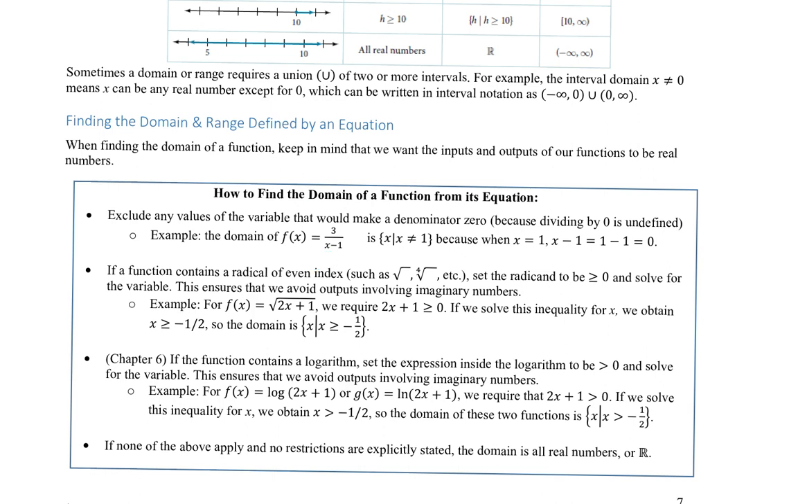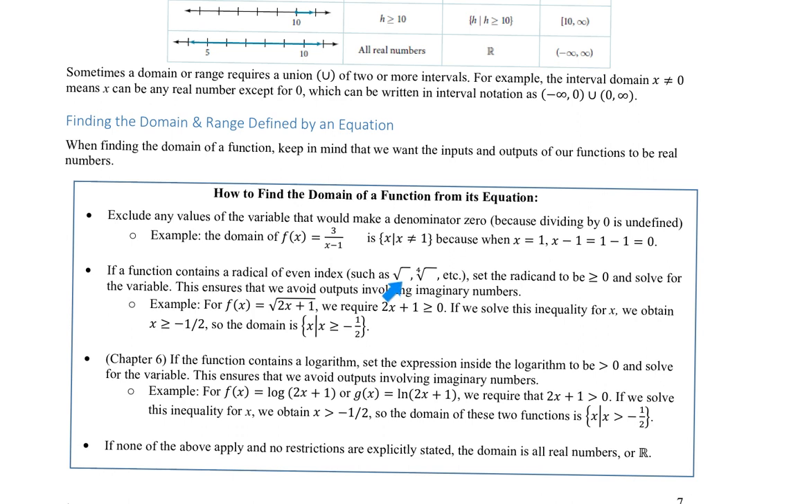So what we do here is we are going to set x minus 1 equal to 0. We're going to solve it, and we know when x equals 1, that is not allowed. In this case, they use set builder notation, where x can equal all real numbers but 1.